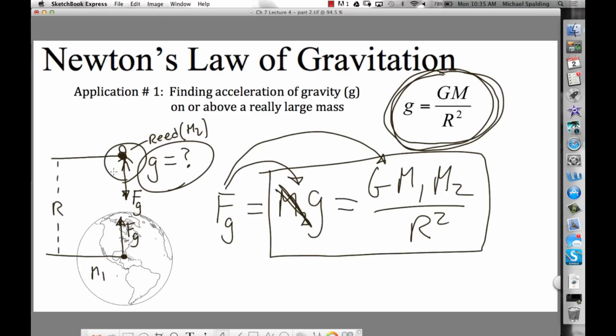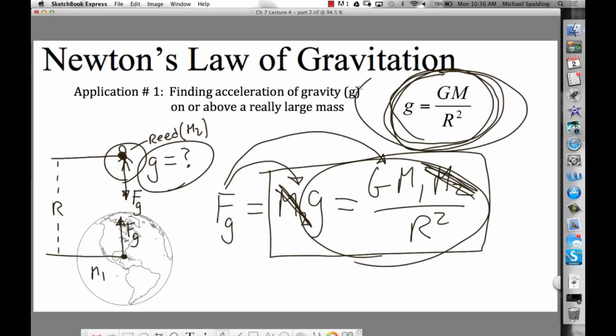It doesn't matter what it is because it cancels out. M2 cancels out, and notice what you're left with. You're left with this equation.